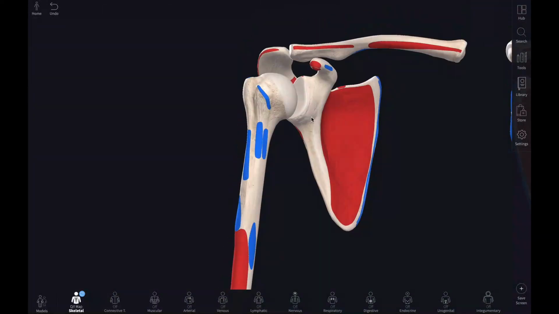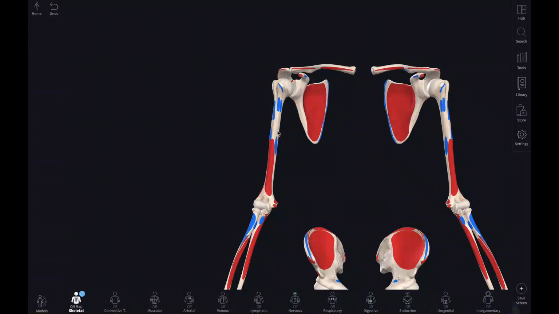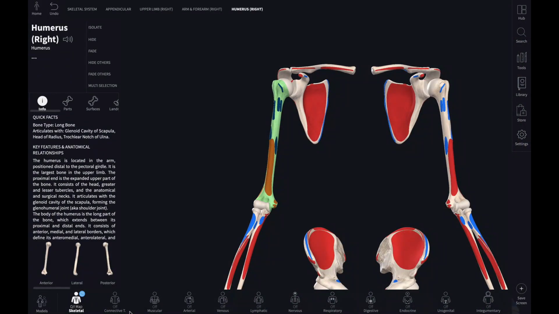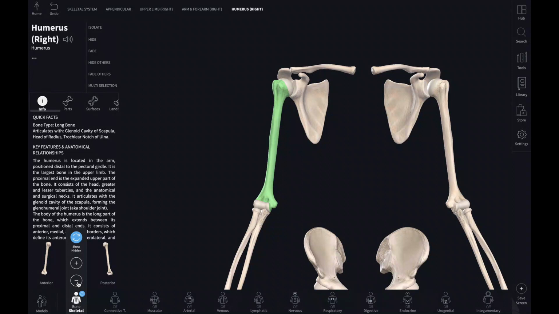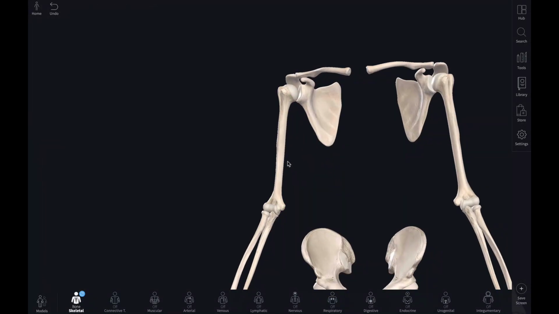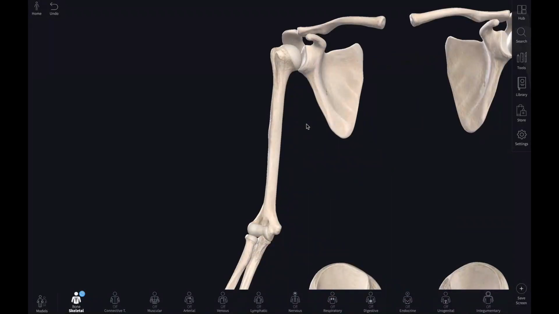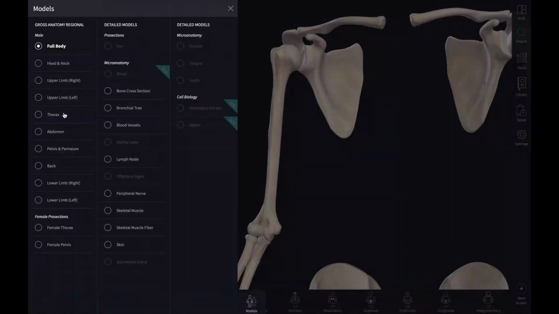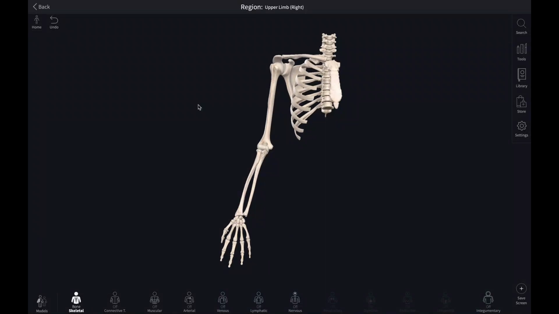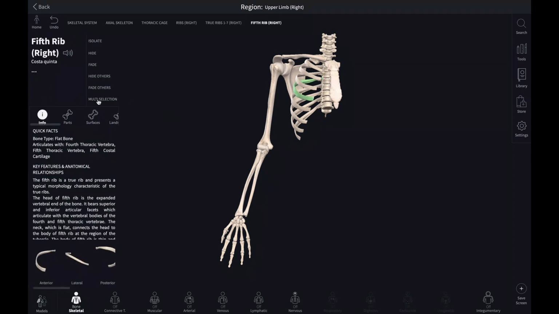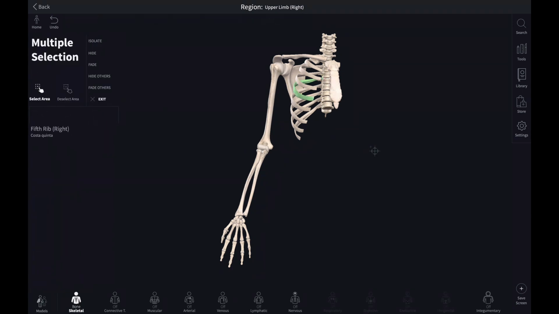Okay, humerus. The humerus is an example of a long bone. In any long bone, you have to know it has an upper end, a lower end, and the shaft. This is what you have to know about the humerus bone. So let me show you the humerus alone separately.